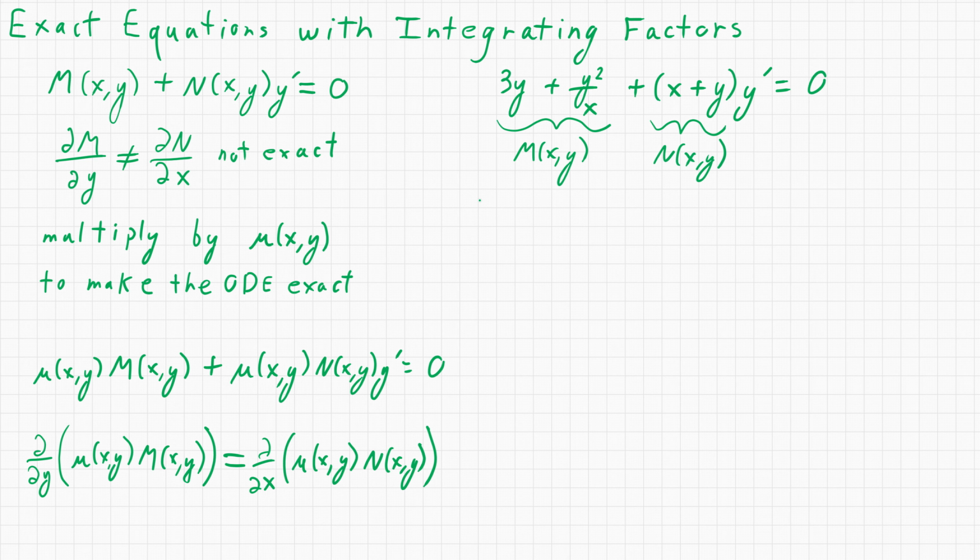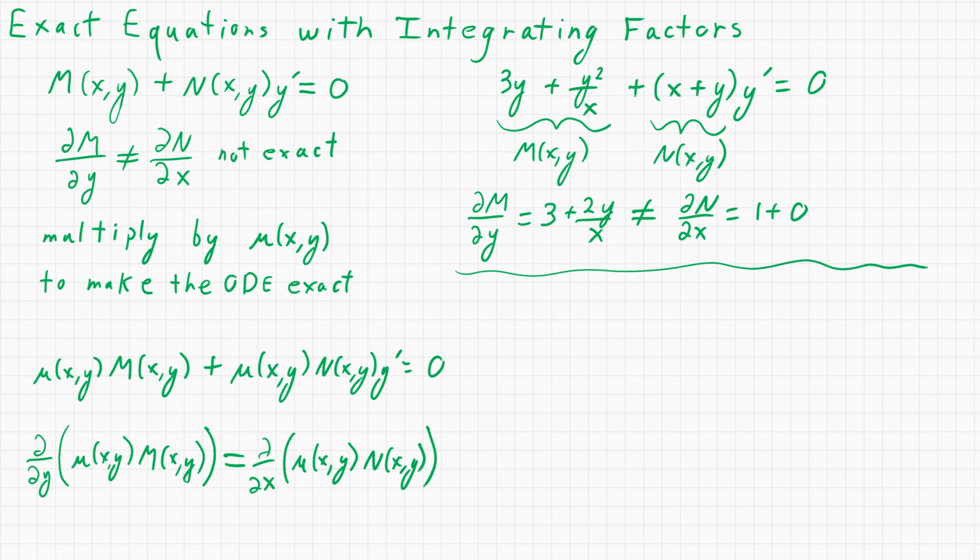Let's take a look and see if this is exact. We've got partial M partial y. Take the derivative with respect to y: the 3y turns into 3, and the y squared over x turns into plus 2y over x. And the partial N partial x equals 1 plus 0. Those definitely aren't equal, so this equation is not exact.